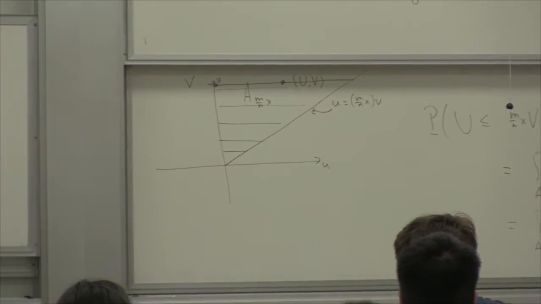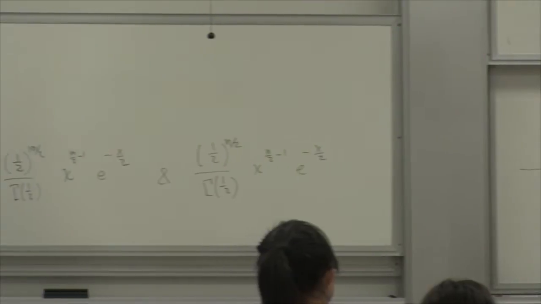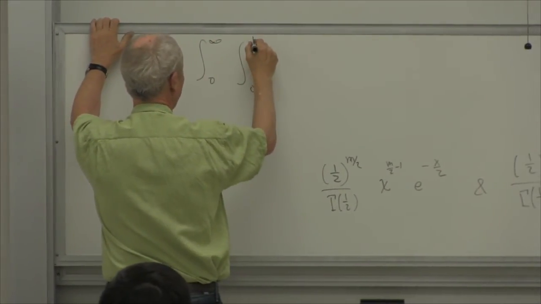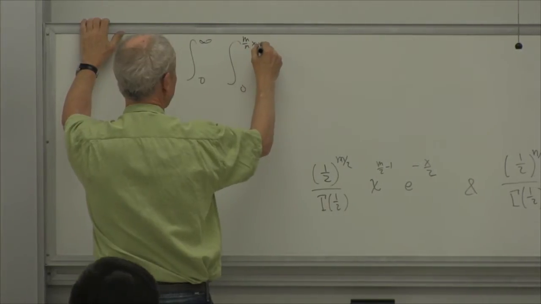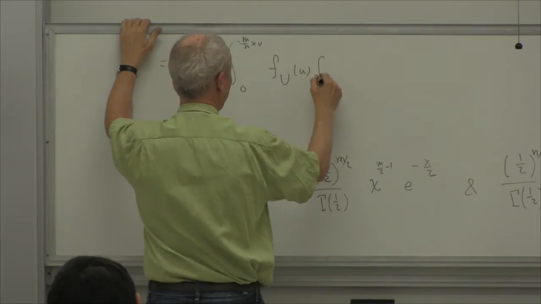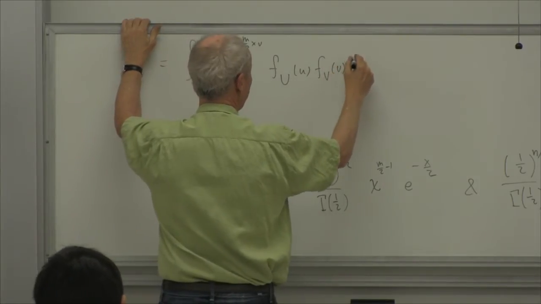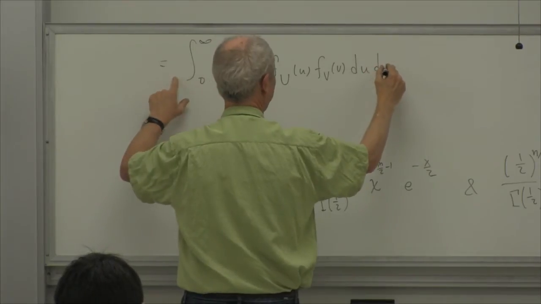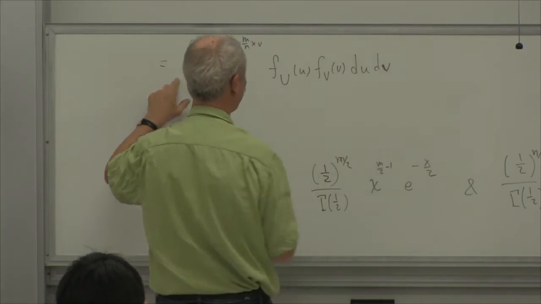Okay. So this is the integral v going from 0 to infinity, u going from 0 to m over n x v, f sub capital U of little u, f sub capital V of little v. du is the inner integral, dv is the outer one. Okay?